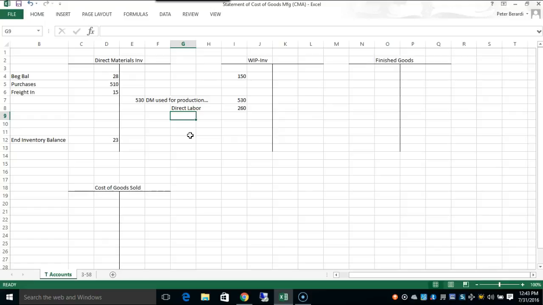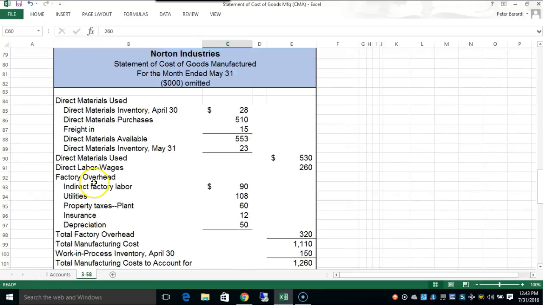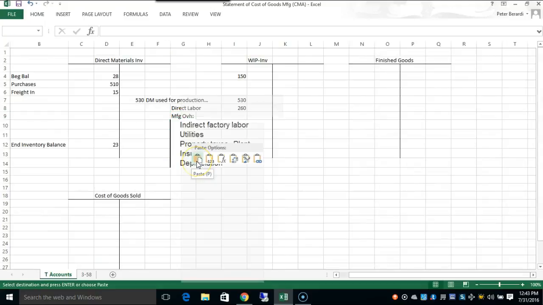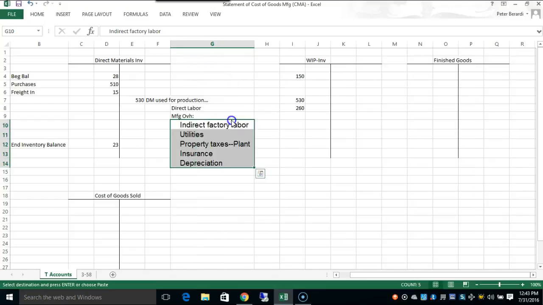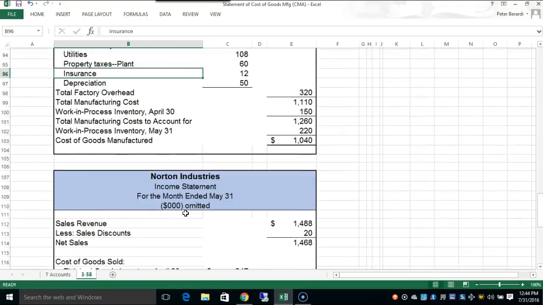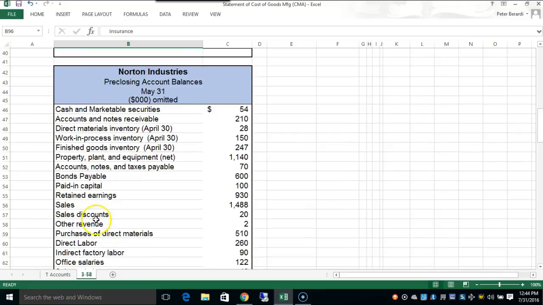So let's analyze our manufacturing overhead. The problem is basically given to us here. It's taking indirect labor, utilities, insurance, and depreciation. So indirect factory labor is right in our information given to us in our chart of accounts or pre-closing accounts. So indirect factory labor is 90.